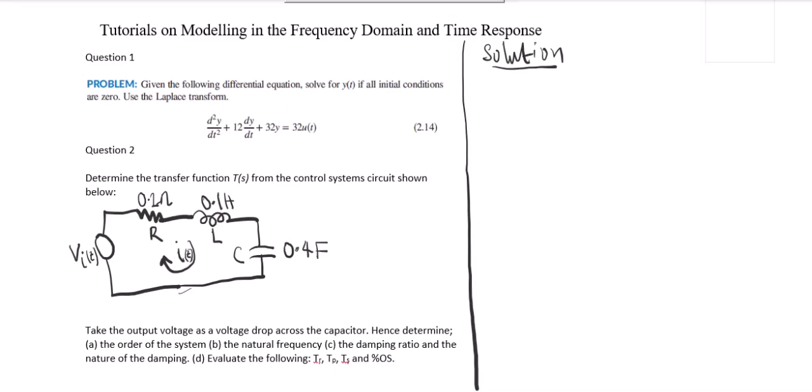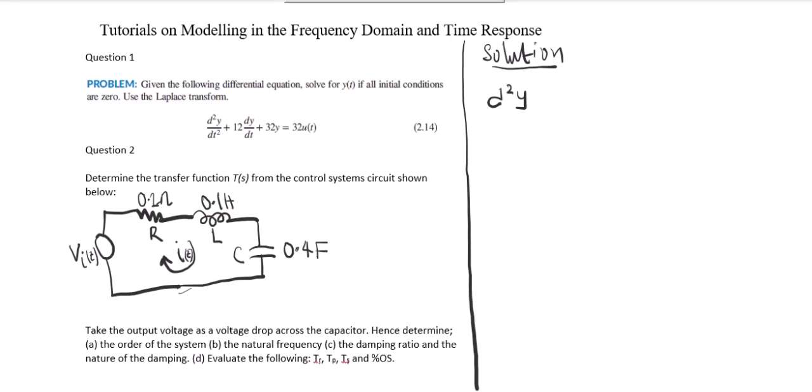Okay, question number one says, given the following differential equation, solve for y of t if all initial conditions are 0. The hint given is to use the Laplace transform. So let's start. I assume that you know, but let me remind you again. This equation is in the time domain.